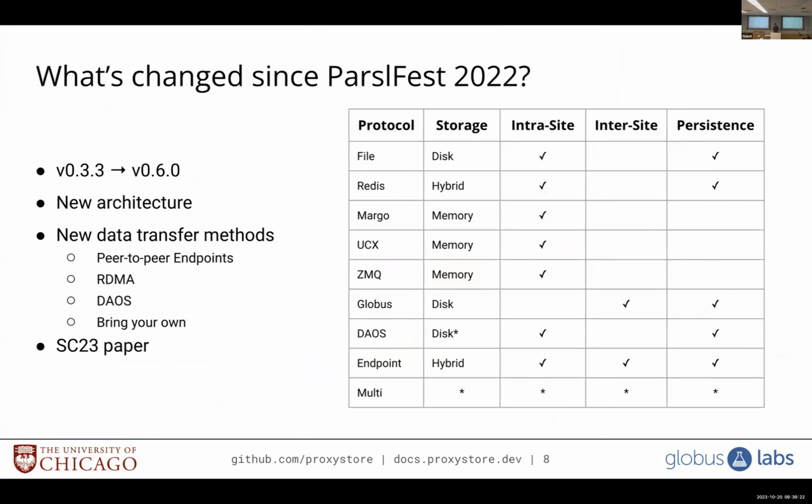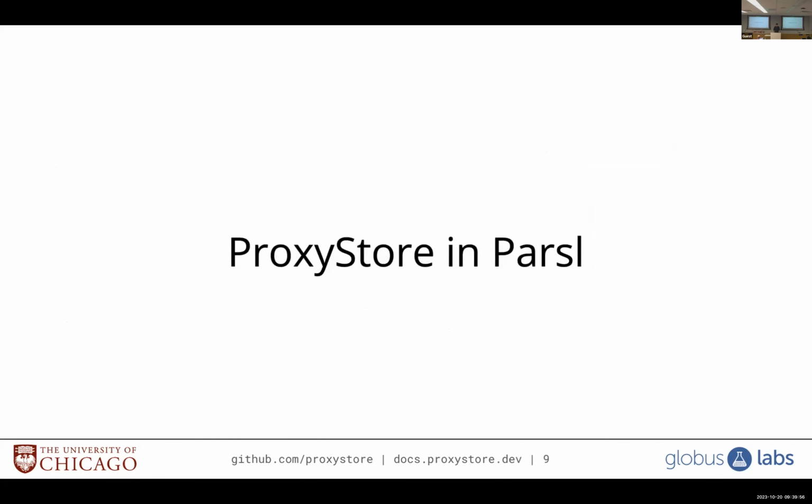So what's changed since I talked about ProxyStore last year? A whole bunch. We've had many new versions of ProxyStore, and we have a stable API now. New architecture, which is this store and connector interface that I mentioned. We support a whole bunch of new data transfer methods: peer-to-peer transfer between different sites, RDMA, DAOS if you're using Sunspot or Aurora at ALCF, and it's really easy to bring your own connector if you have some new communication method you want to use. We also have an SC23 paper, so if you're at SC, I'll be presenting this in more detail, I think Wednesday afternoon.